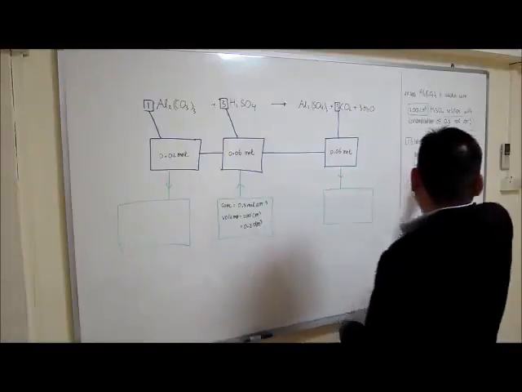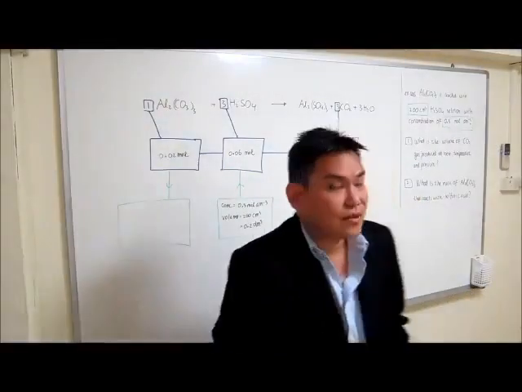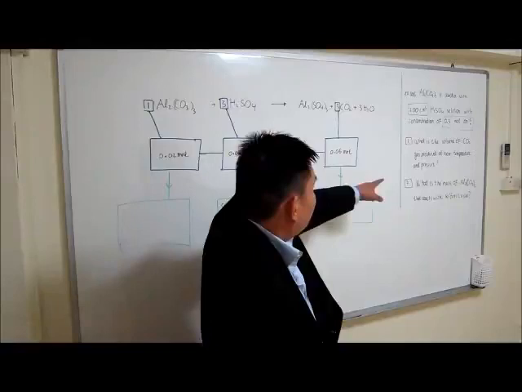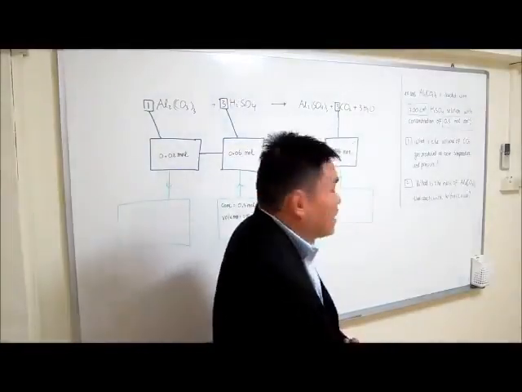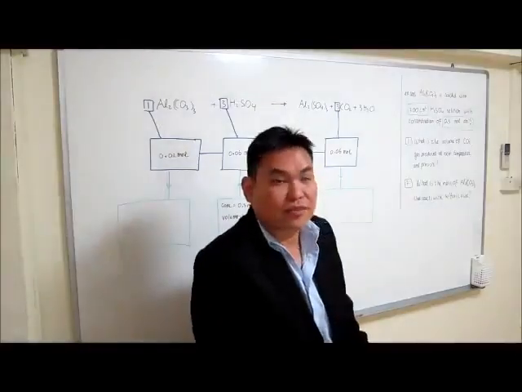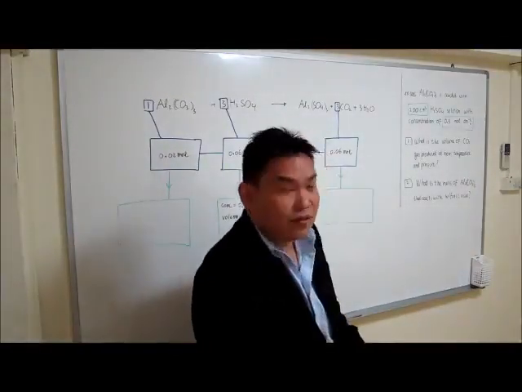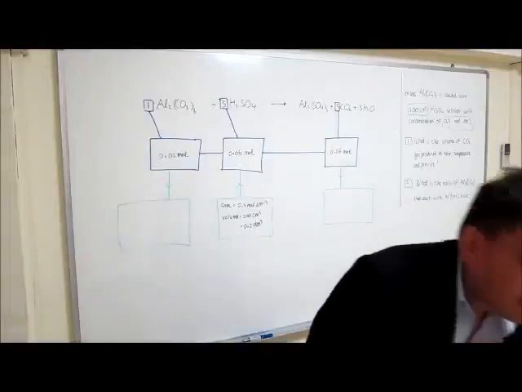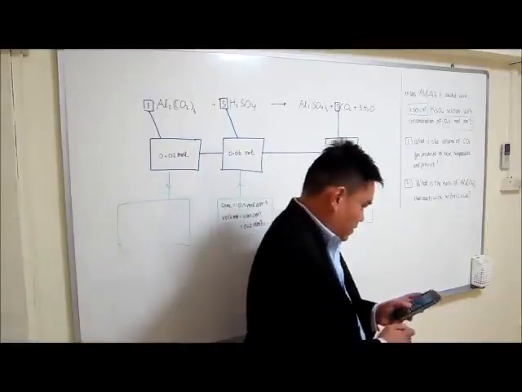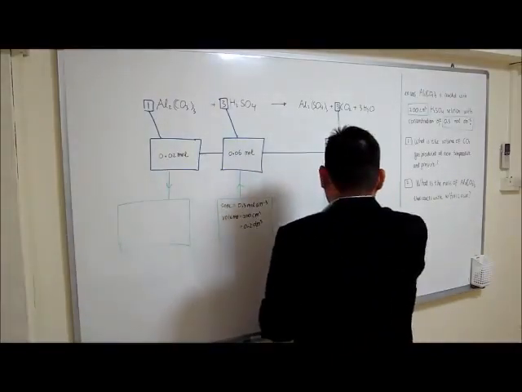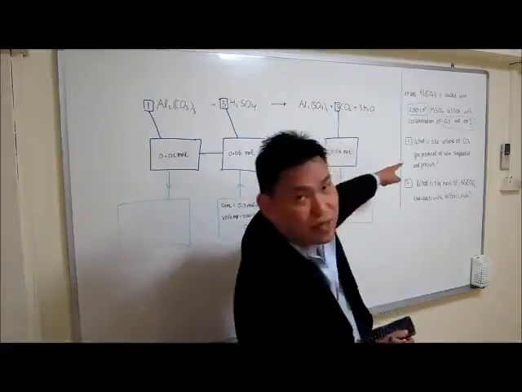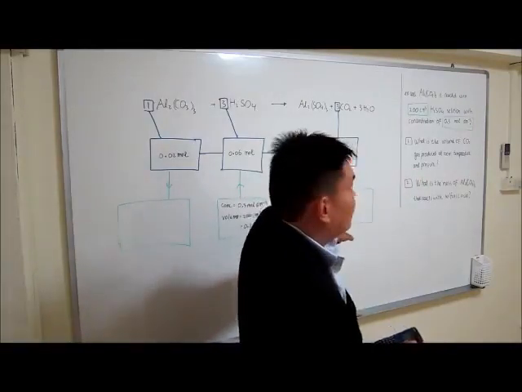Now, question number 1 is asking the volume of carbon dioxide. Very easy. Carbon dioxide is a gas produced, gas at room temperature and pressure. And we can simply use formula number 3, which is volume of gas at room temperature and pressure is mole times 24 dm³. So we just simply multiply 0.06 times 24. We are going to get 1.44 dm³. So very simple. The volume of carbon dioxide produced is 1.44 dm³.